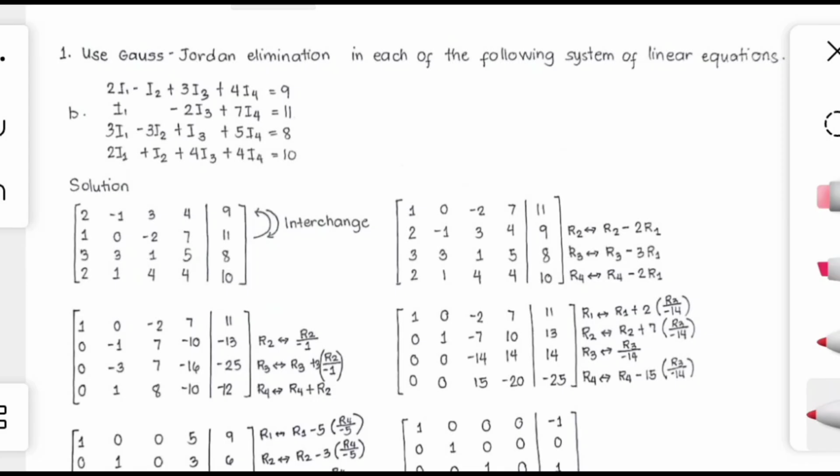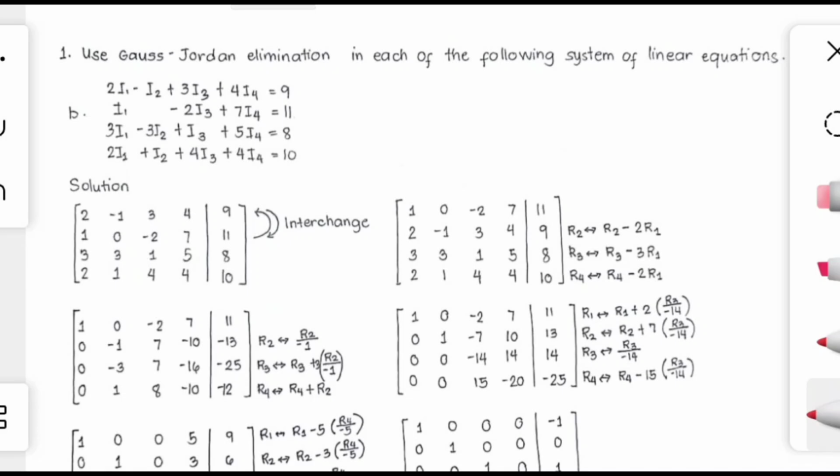For B, we have the system of linear equations: 2i₁ minus i₂ plus 3i₃ plus 4i₄ is equal to 9. For another equation, we have i₁ minus 2i₃ plus 7i₄ is equal to 11. And for another one, we have 3i₁ minus 3i₂ plus i₃ plus 5i₄ is equal to 8. And another one is 2i₁ plus i₂ plus 4i₃ plus 4i₄ is equal to 10. So we have here, follow the solution.